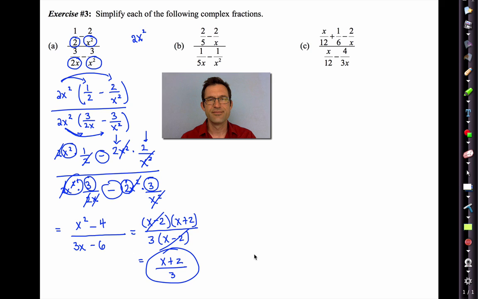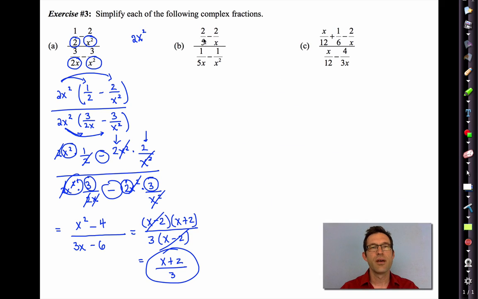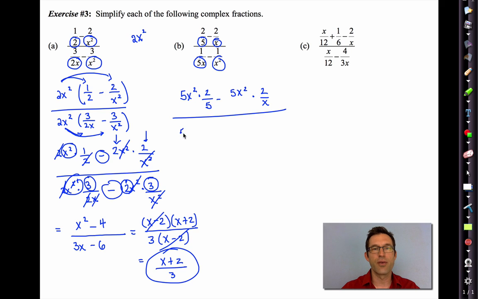Okay, let's go through it. This is pretty easy. I've got a 5, an x, a 5x, and an x squared. It's going to all be about 5x squared. So in fact, I'm going to start with this line. I'm going to take 5x squared, multiply it by 2/5, and 5x squared, and multiply it by 2 divided by x. So I'm already distributing it, in other words.